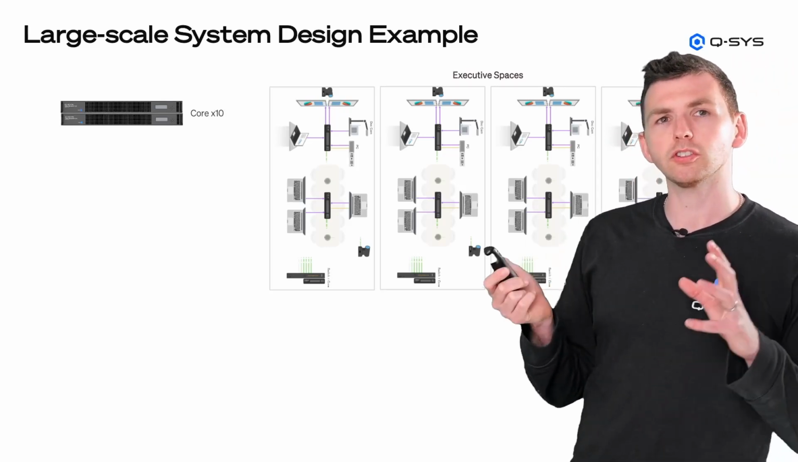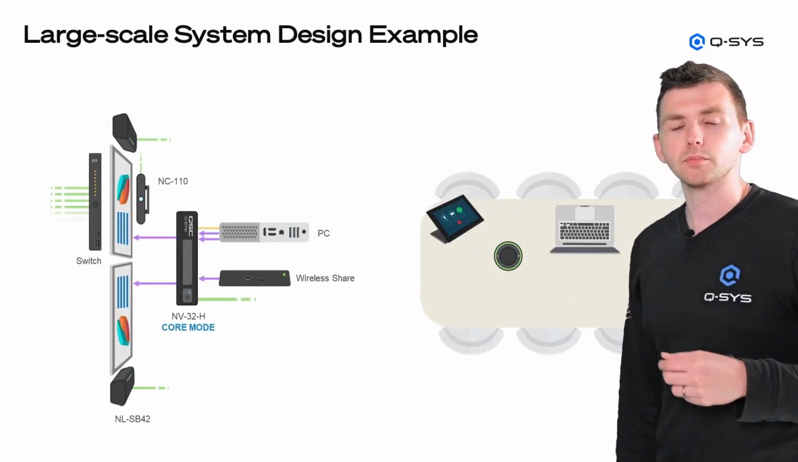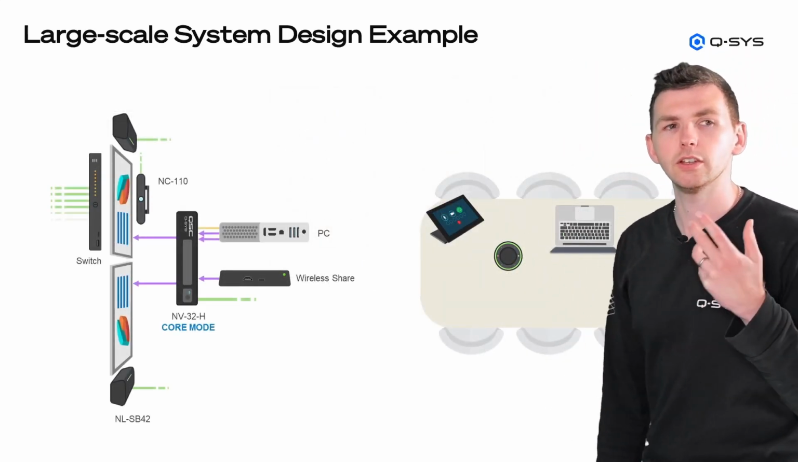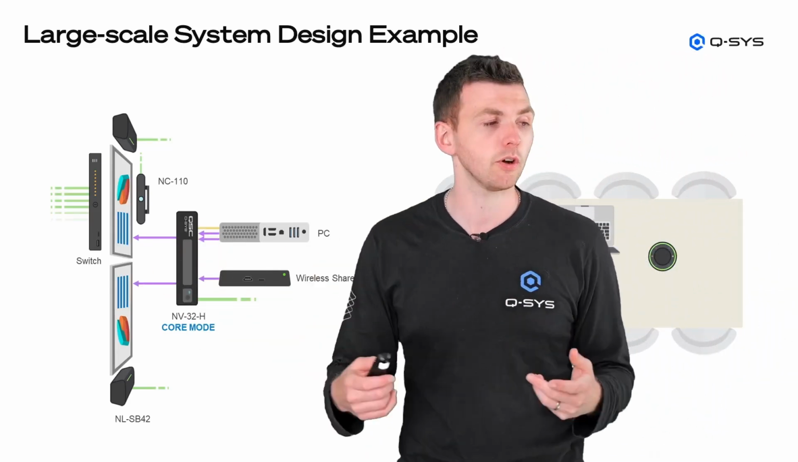Okay, great. Now we've also got some other rooms, some smaller spaces. Here's an example we looked at earlier, which is the NV32 in core mode. Okay, where we've got the NV32 doing switching and the processing.